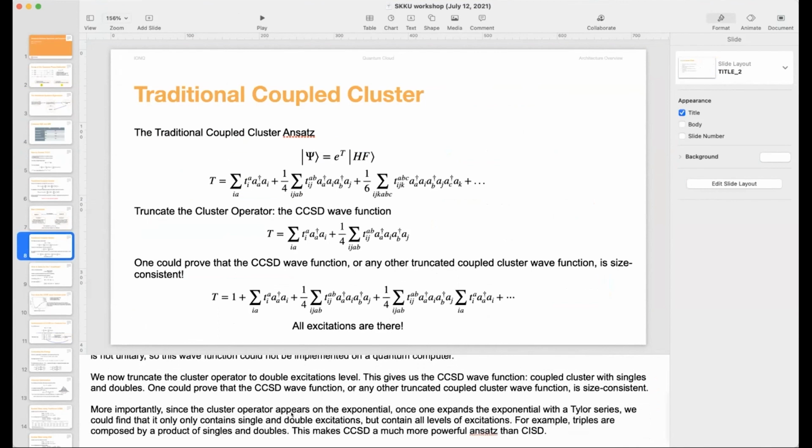So more importantly, since the cluster operator appears in the exponential, once one expands the exponential with the Taylor series, we can find that it not only contains singles and doubles, but it contains all levels of excitation. For example, triples are composed of a product of singles and doubles. This makes CCSD a much more powerful ansatz than CISD, which only contains singles and doubles.